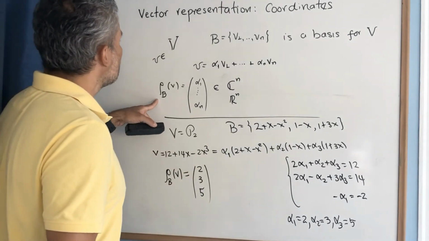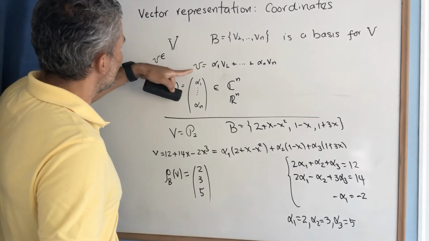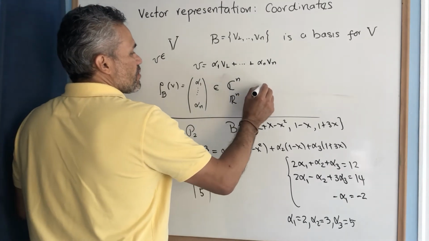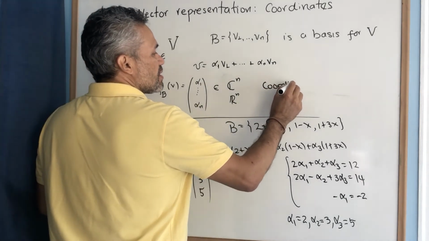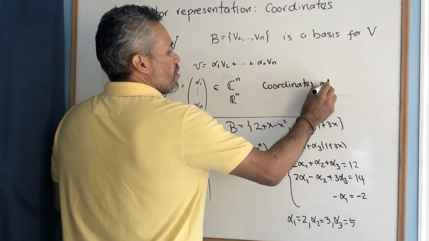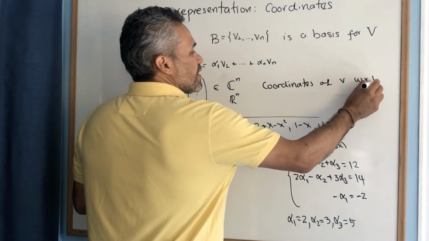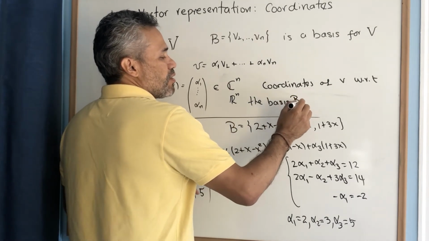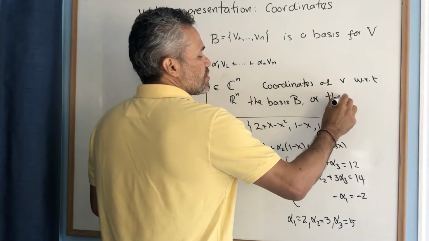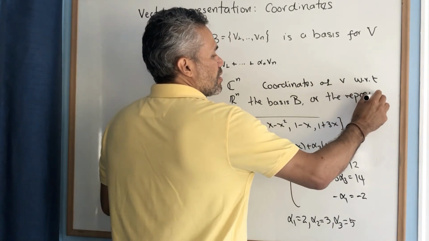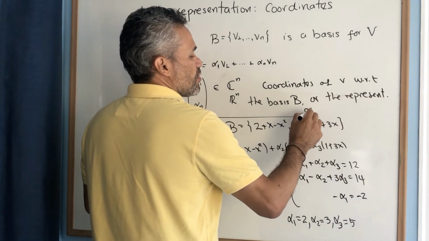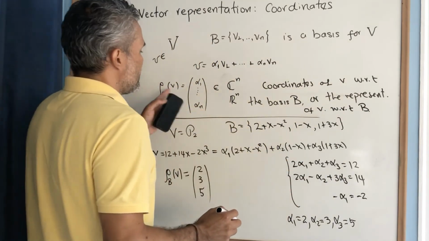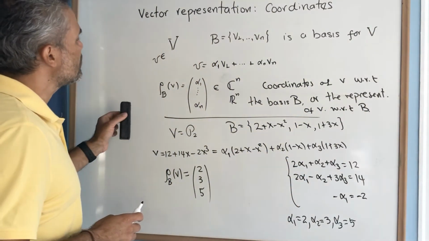I forgot to mention that this is called the representation of this vector with respect to this basis, but these are also called the coordinates. The coordinates of v with respect to the basis B, or the representation of v with respect to the basis B. Either name would be fine. Let's do another example.